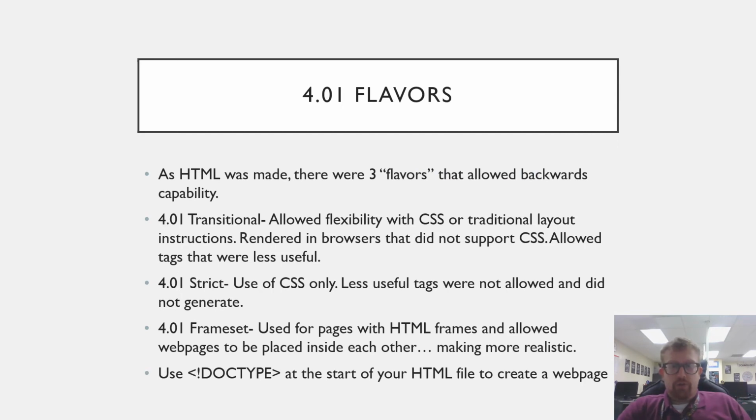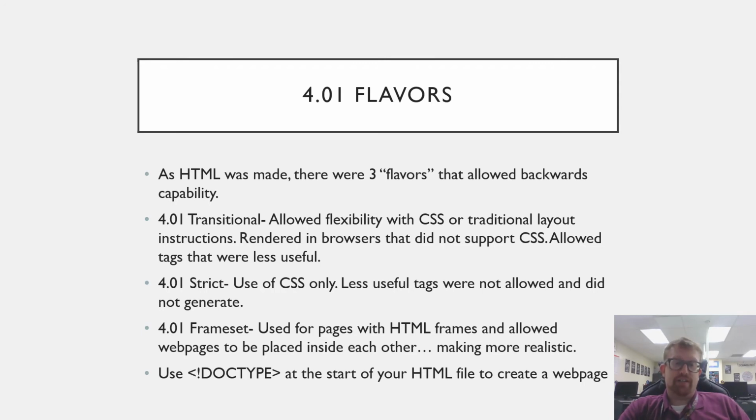All right, so 4.01 came in multiple flavors. Interesting term to describe it, but there were different versions of 4.01 when it was released. The first one was 4.01 transitional. This allowed flexibility with CSS or traditional layout instructions. It rendered in browsers that did not support CSS and allowed tags that were less useful. Essentially, it's transitional. It was bridging the gap between older versions of HTML and the newer version.